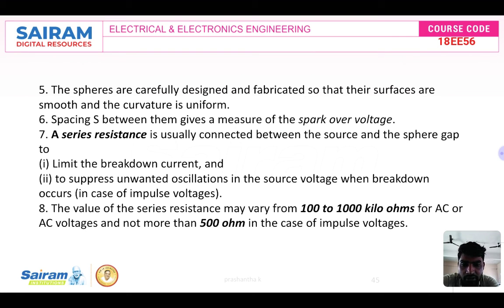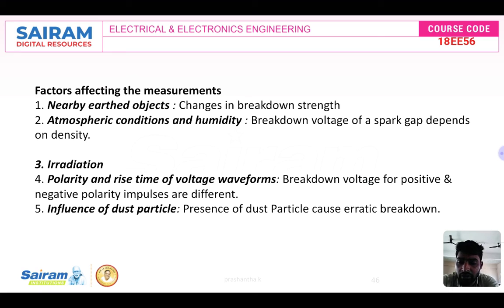The value of the series resistance may vary from 100 to 1000 kilo ohms for AC or DC voltages, and not more than 500 ohms in case of impulse voltages. This is to reduce the unwanted oscillations in the source voltage when a breakdown occurs. Factors affecting the measurement: nearby earthed objects change the breakdown strength, atmospheric condition and humidity.